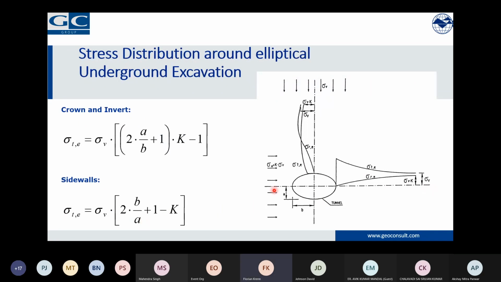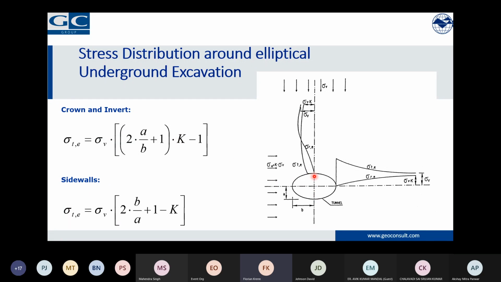Now, when we look at the ellipse and say our width would be 12 meters here, and this a would be, say, 6 meters, then we have here a factor of 2. So that means in the sidewalls, we would have 2 times (2 plus 1), that's 5 minus K. And in the crown and invert, we'll have 1/2, so that means 2 times K minus 1. So again, now the K can be 0.5, and we have, so to say, no tangential stress here and here.